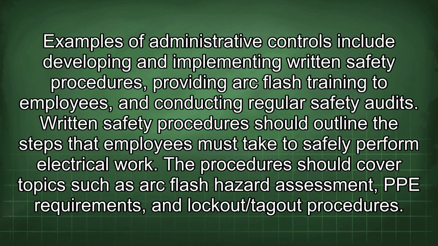Examples of administrative controls include developing and implementing written safety procedures, providing arc flash training to employees, and conducting regular safety audits. Written safety procedures should outline the steps that employees must take to safely perform electrical work. The procedures should cover topics such as arc flash hazard assessment, PPE requirements, and lockout/tagout procedures.